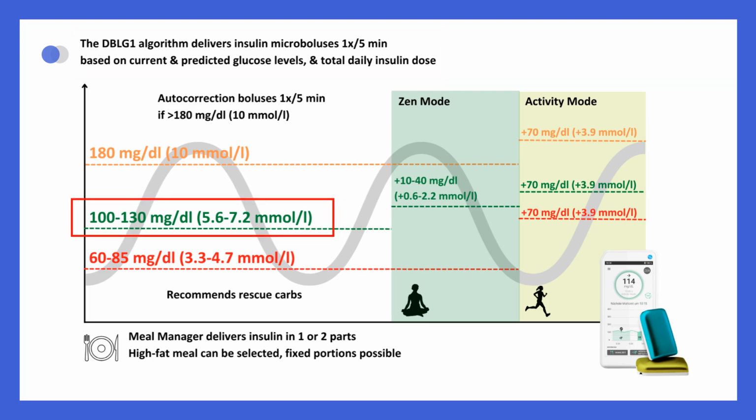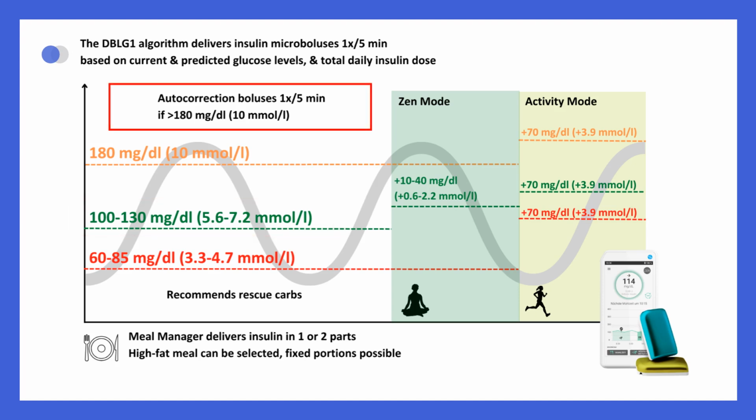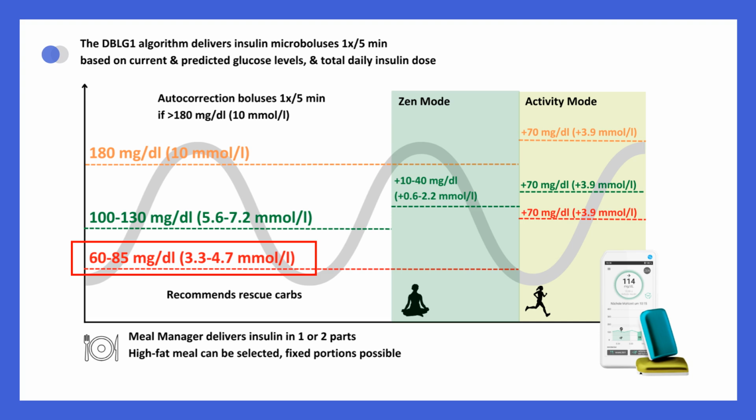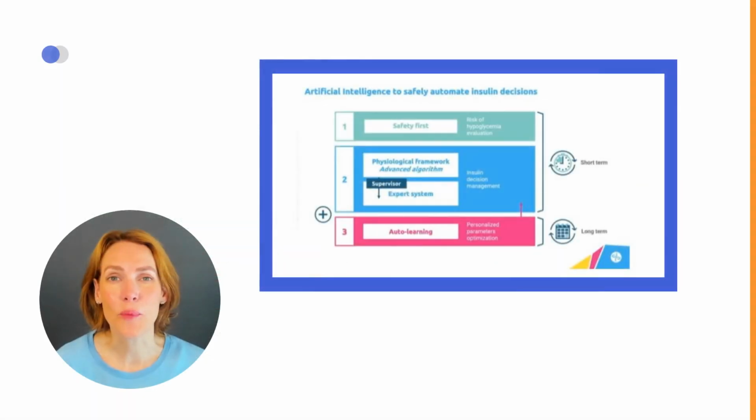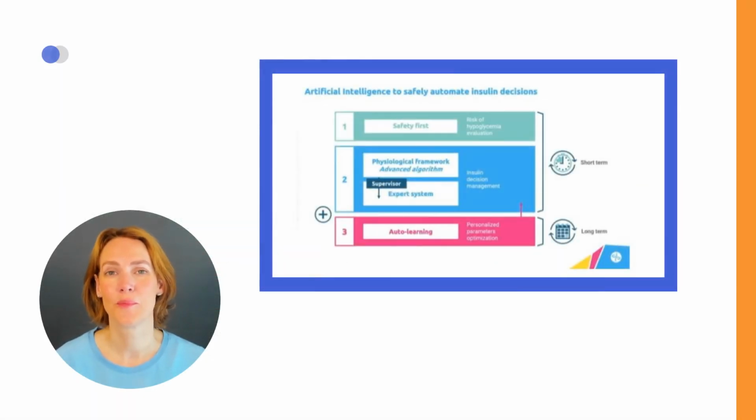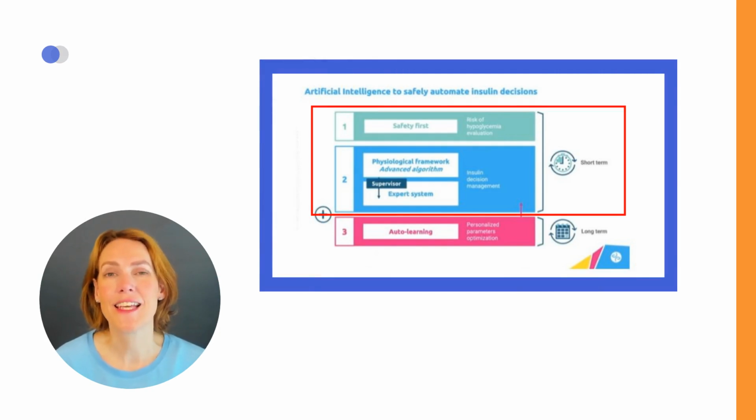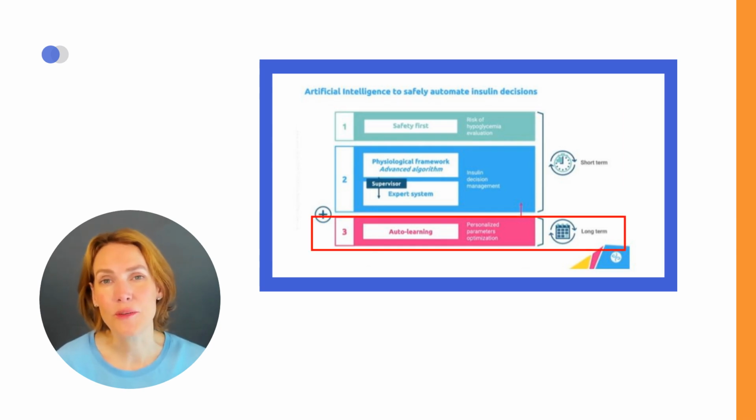The target glucose range can be adjusted between 100 and 130 milligrams per deciliter or 5.6 and 7.2 millimoles per liter. Autocorrection boluses are administered every 5 minutes when the glucose level is predicted to exceed 180 milligrams per deciliter or 10 millimoles per liter. If the glucose level is predicted to fall below the hypoglycemic threshold, basal insulin is paused and rescue carbohydrates are recommended. The system incorporates both short-term and long-term learning algorithms. The short-term self-learning algorithm analyzes trends over the past 2 to 3 days, while the long-term algorithm considers trends over the past 3 to 6 weeks.